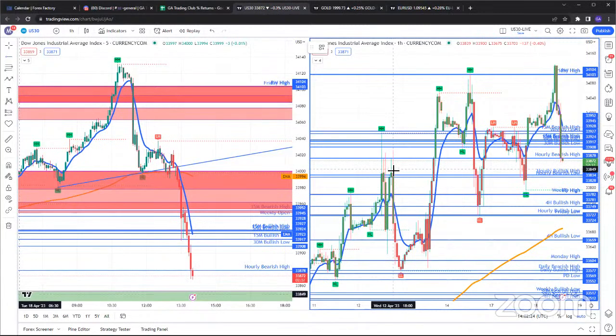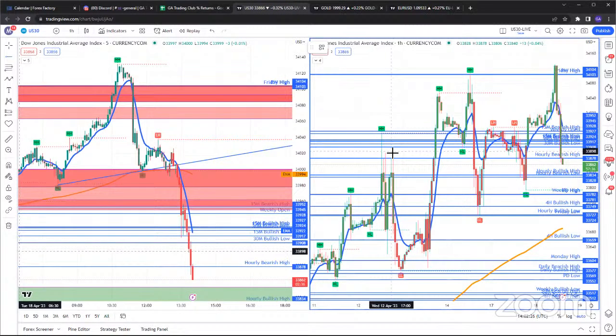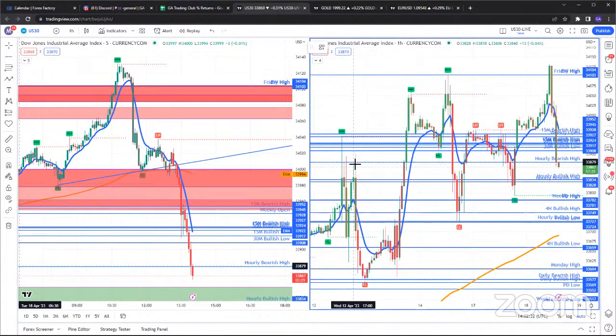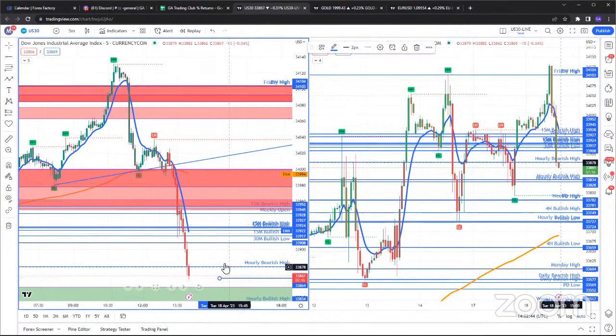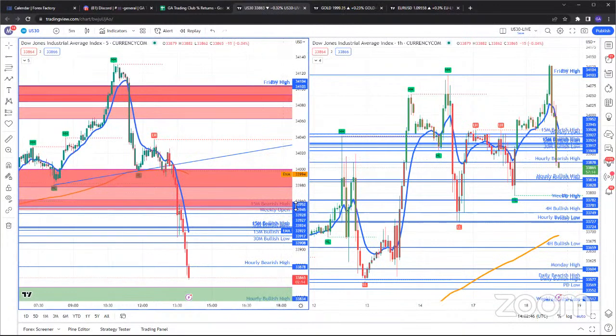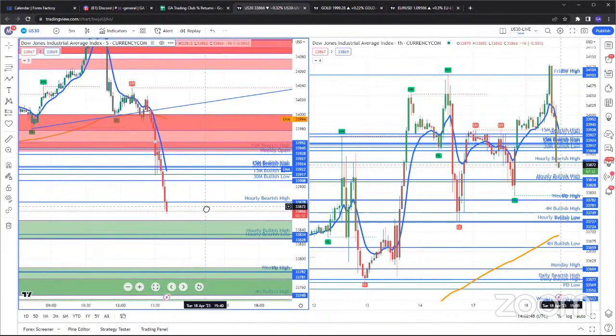So when US 30 started this downtrend from 898 down to 583, looking for the previous hourly bullish candle, which is this one. So this is the hourly bearish high around 33,878, and the hourly bearish low is at 33,810 area. If I look at that, it's still holding from yesterday.